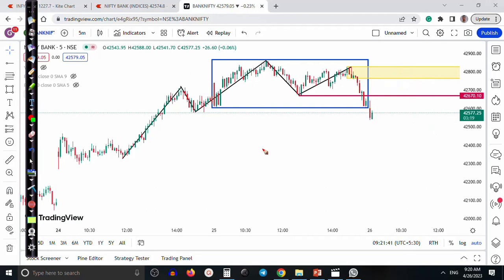So now I can see price is giving a little bit of pullback, and basically I'm focusing on a sell. So once they break this area, I'll be a buyer, not now.